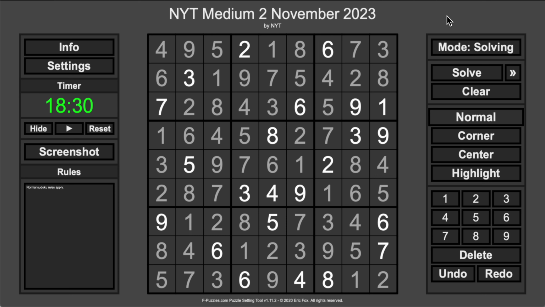Well, that was easy enough. I think I'll eventually get used to these patterns, but thank you for joining me this afternoon.